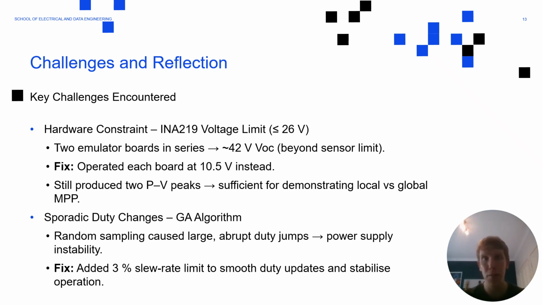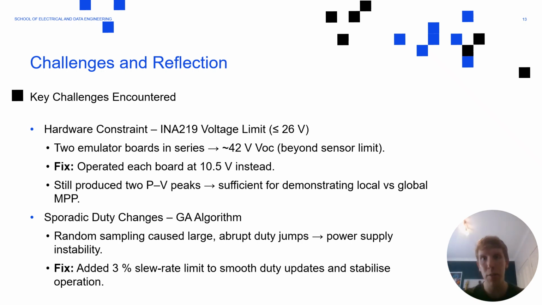So the proposed solution was to supply the boards with 10.5 volts each, resulting in 21 volts total, which, while it didn't produce the smooth PV curves we expected or wanted, it still exhibited two distinct peaks and provided sufficient test conditions for the global MPPT algorithm justification.